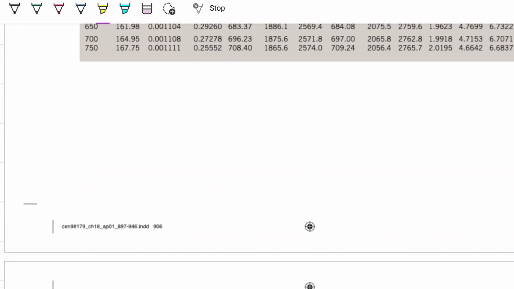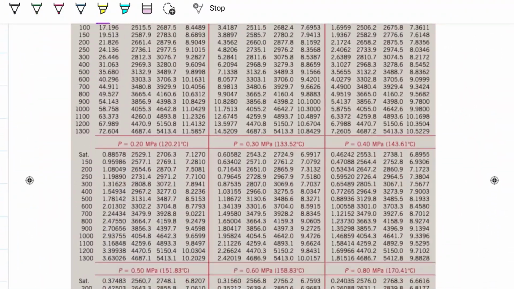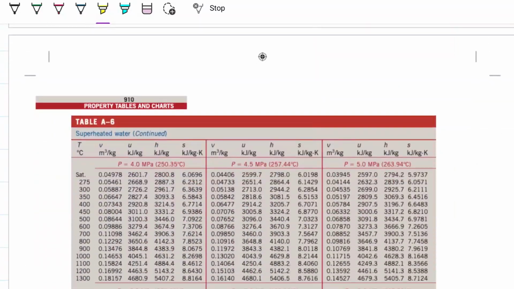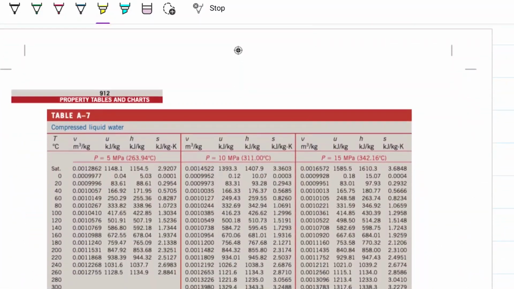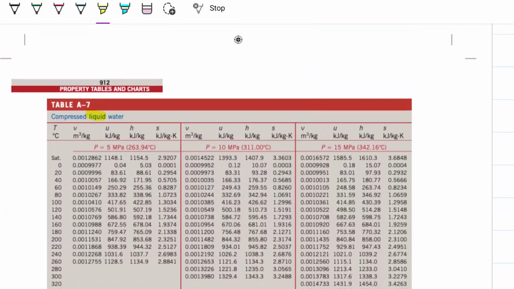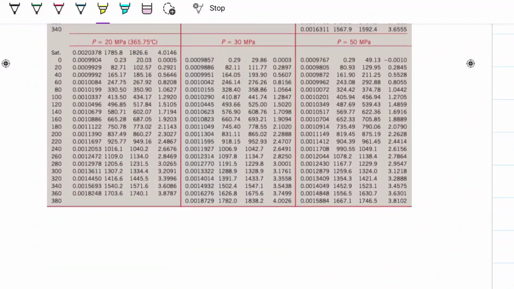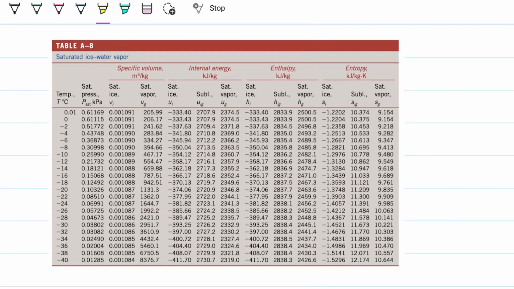So this is a case in which I can't use either of these tables, and I can't use the superheated table, which is kind of obvious, and I can't use the compressed fluid because this is not a liquid. So instead, I need to use a table that is not even here, which is the one for saturated ice vapor. So here we are, saturated ice vapor.